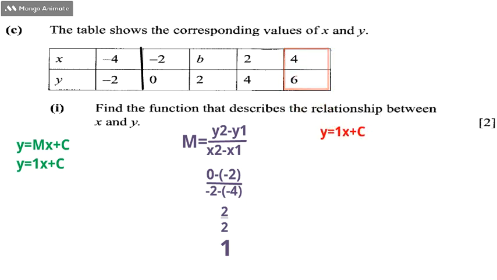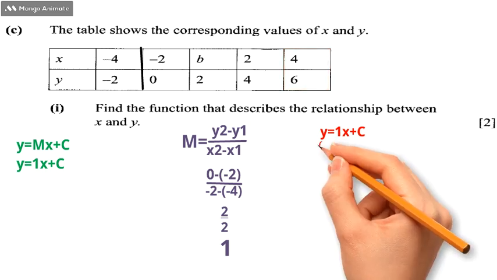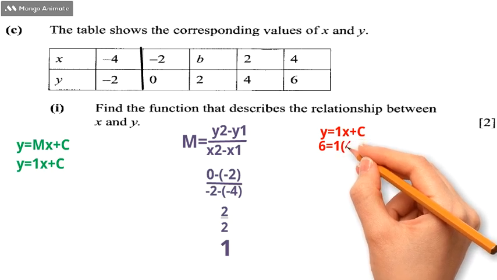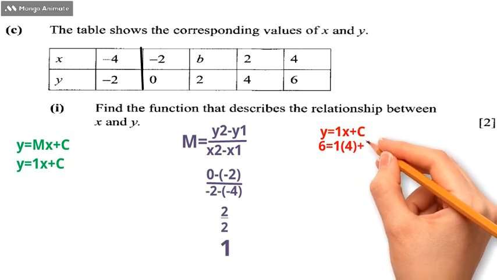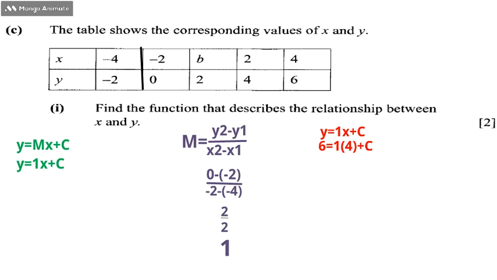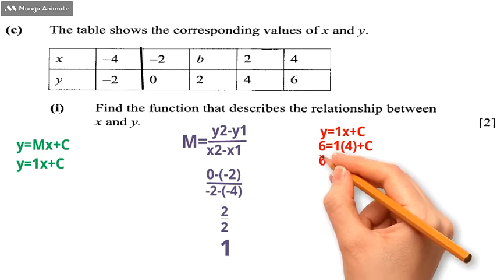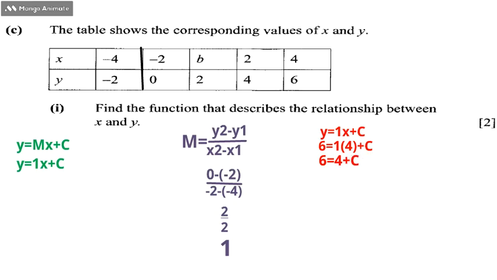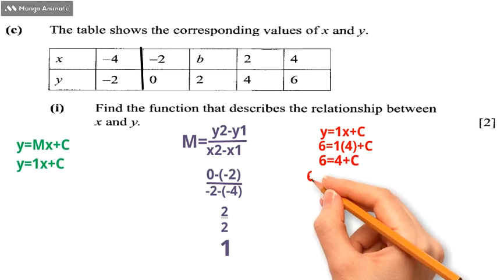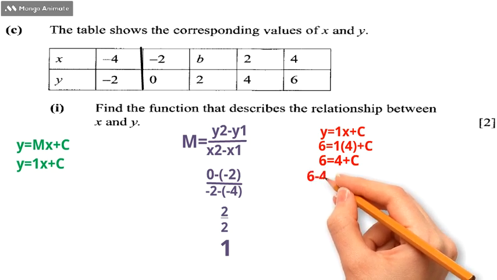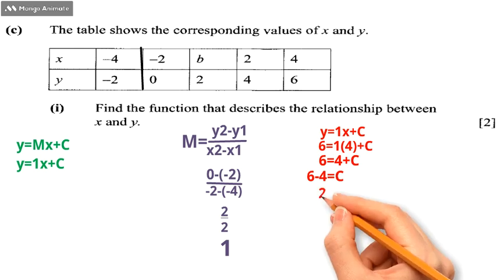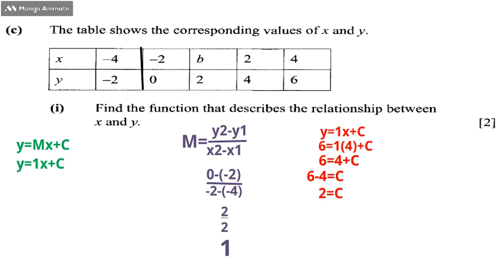So the value of y is 6, which is equal to 1, then the value of x is 4 from that coordinate, plus c. Then we evaluate. We write 6, then 1 multiplied by 4 will give us 4, then plus c. Then we put like terms together. Then we have 6 minus 4. The 4 has crossed the equal sign and become minus, is equal to c. Then 6 minus 4 will give us 2, which is equal to c. So the y-intercept value is 2.